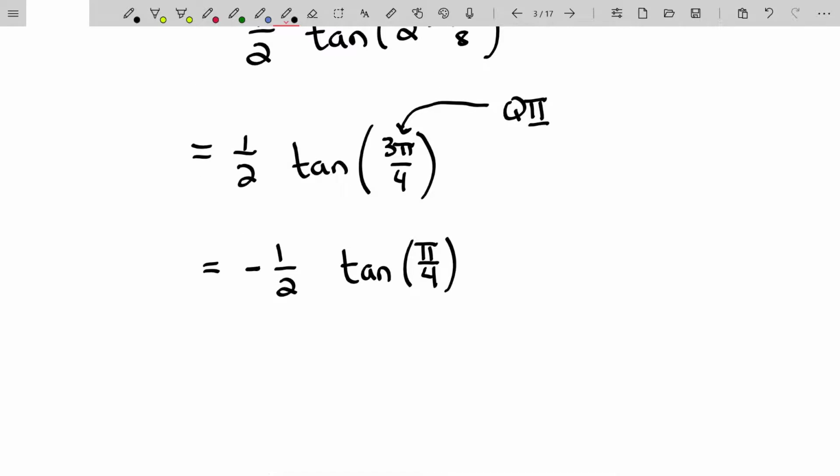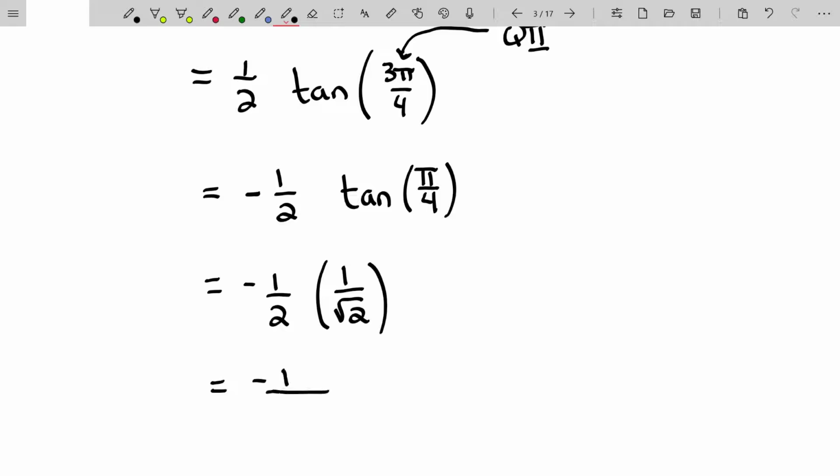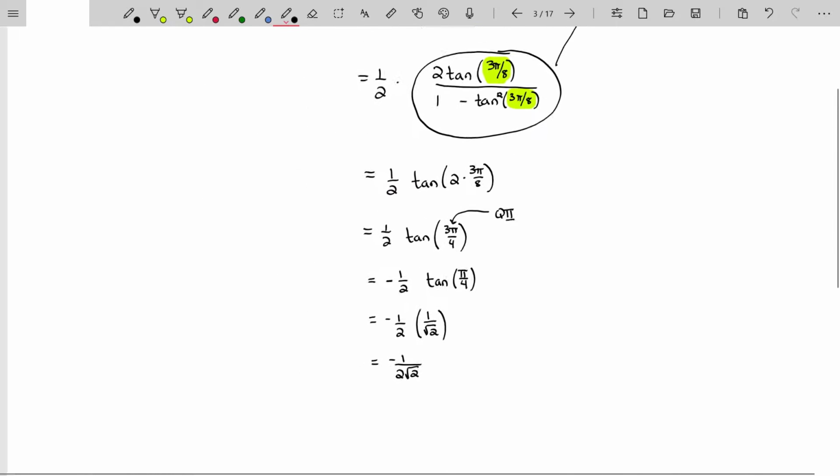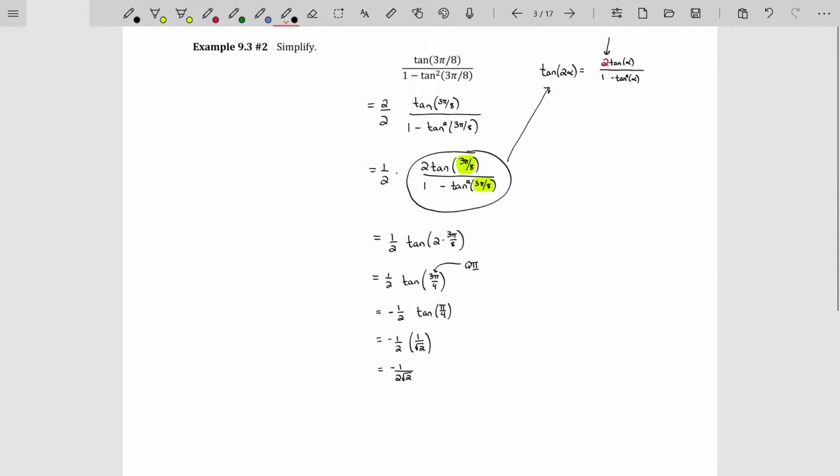And tangent of pi over 4 is 1 over root 2, so this is negative 1/2 times 1 over root 2, and now we have negative 1 over 2 root 2. For those who have instructors that force them to rationalize denominators, you can multiply the numerator and denominator by the square root of 2. But I don't force my students to do that if you just have a single term in that denominator. I just leave it like this. This is done. All right. So that is the tangent of 3 pi over 8 divided by 1 minus the tangent squared of 3 pi over 8. It's just negative 1 over 2 root 2.